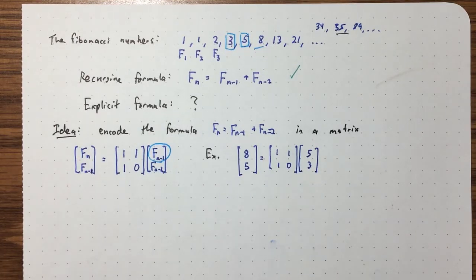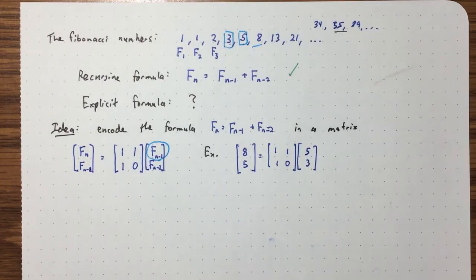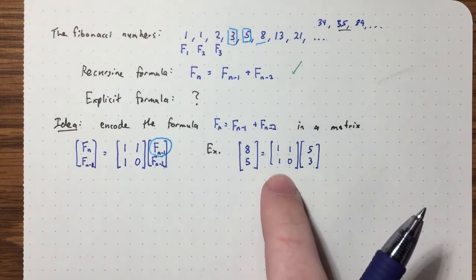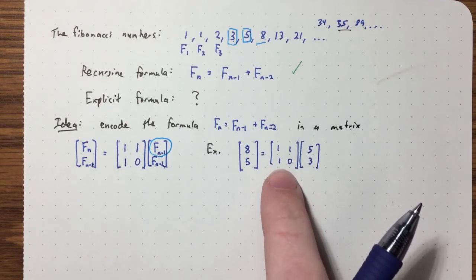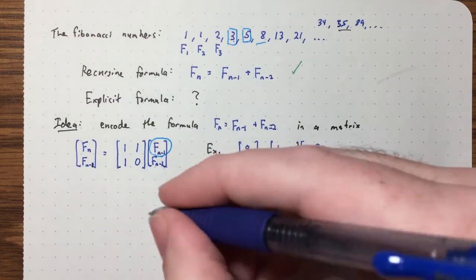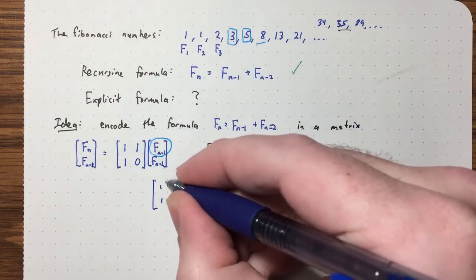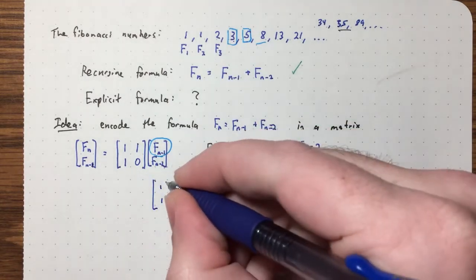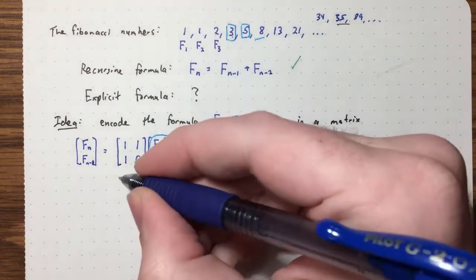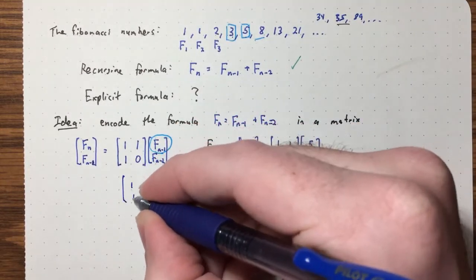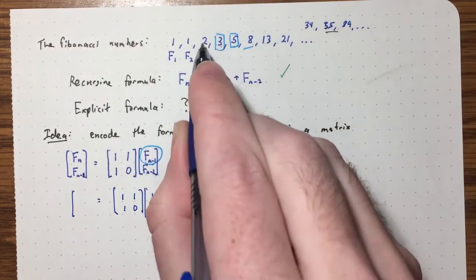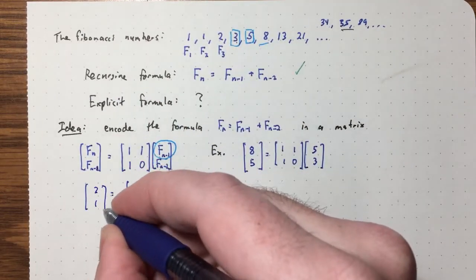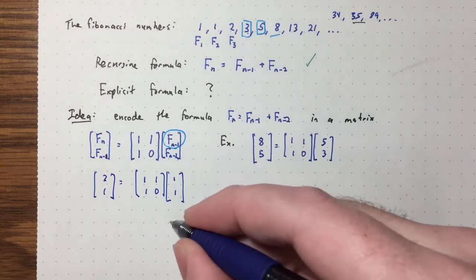But in any case, what are we trying to do? We're trying to find an explicit formula for the nth Fibonacci number. And we are making a lot of progress, because what can we do with this matrix now? Let's say I start with 1, 1. And then I multiply by this matrix. What should I get? I should get 2, 1, and I do. Let's say I multiply by this matrix again.